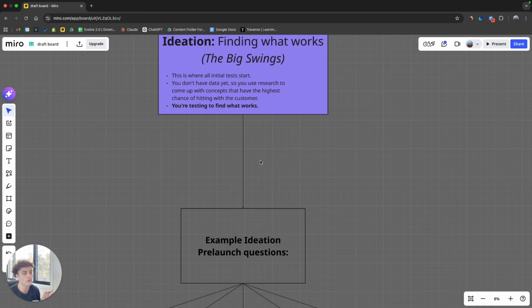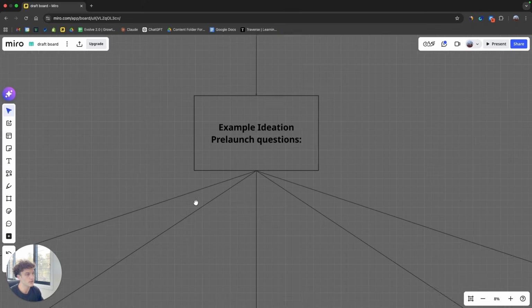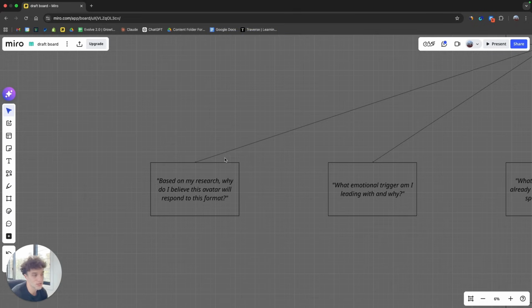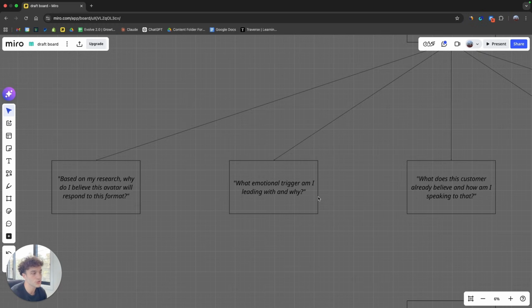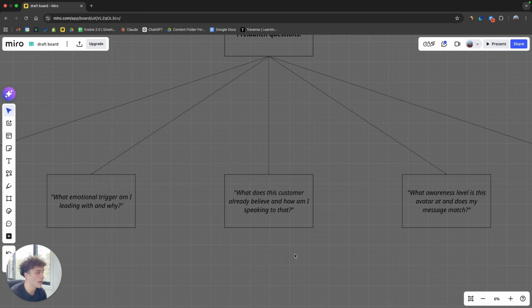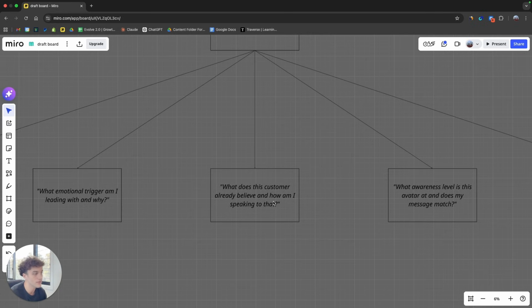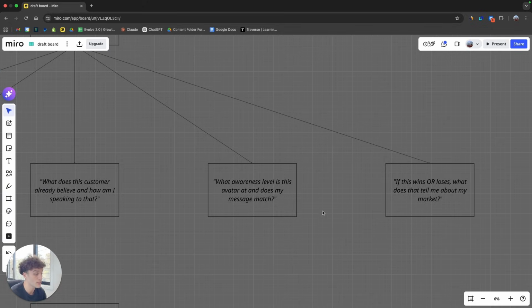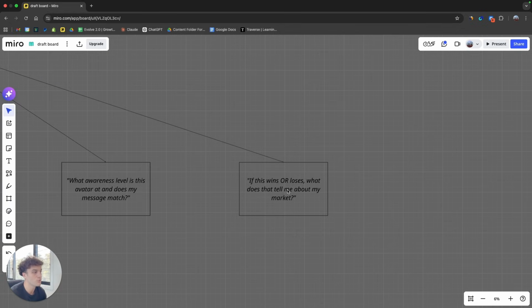You then can go through and be like, okay, bang, there's a reason why Facebook is spending on this. Let me figure out why, and then launch variations based on that, which I'll explain in a second. So these might be some example ideation pre-launch questions. Based on my research, why do I believe this avatar will respond to this format? What emotional trigger am I leading with and why? What does this customer already believe and how am I speaking to that? What awareness level is this avatar and does it match my message? If this wins or loses, what does it tell me about my market?